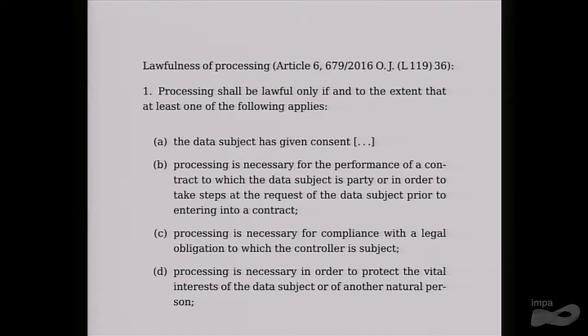Okay. So I have to give consent, and there are a lot of exceptions or other like.